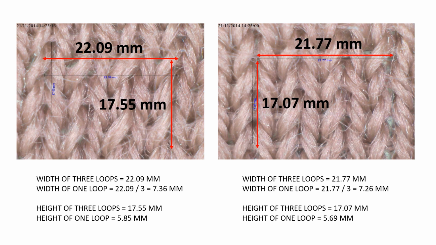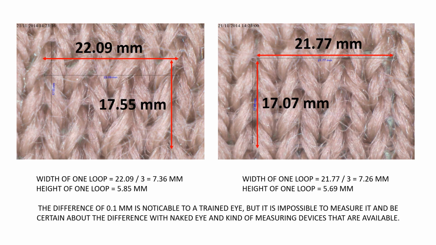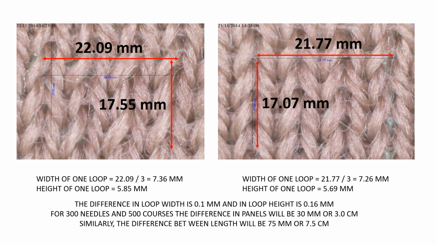This difference of 0.1 mm in loop width and 0.15 mm in loop height, in a panel of 300 wales and 500 courses, will result in a difference of 3 cm in width and 7.5 cm in length. And this difference of 0.1 mm and 0.15 mm is almost impossible for even a trained eye to ascertain.